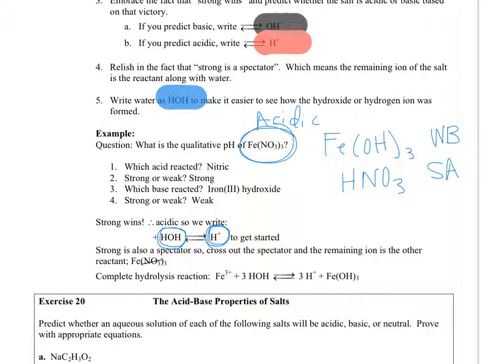So I said that the NO3 came from a strong acid. The strong part is a spectator, so I'm getting rid of that. And then I'm reacting my Fe+3 over here. So what is the Fe+3 going to do? Is it going to pick up a hydrogen from water? Well, no, because hydrogen is positively charged. So the Fe+3 is going to pick up the OH part of water, because that's negatively charged, and it's going to leave behind the H+.